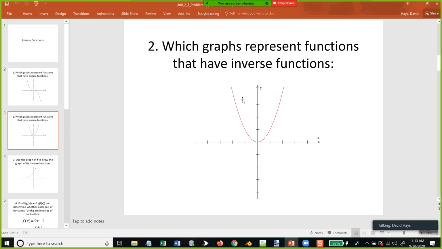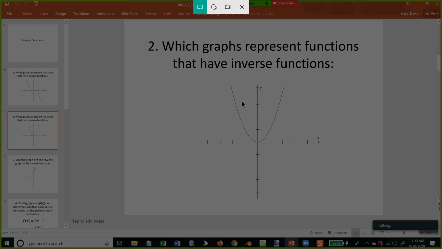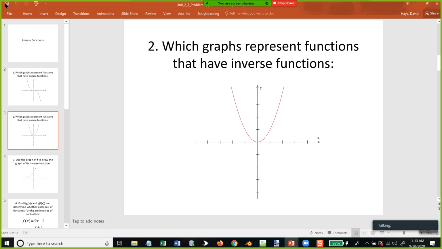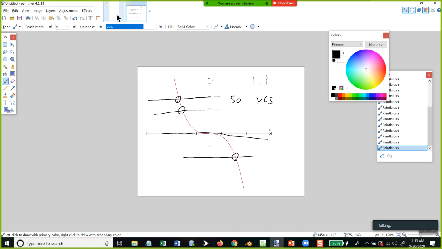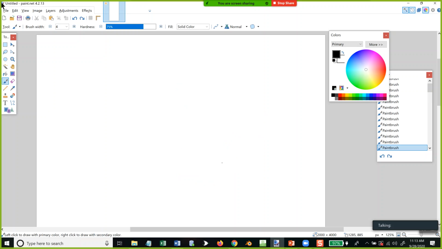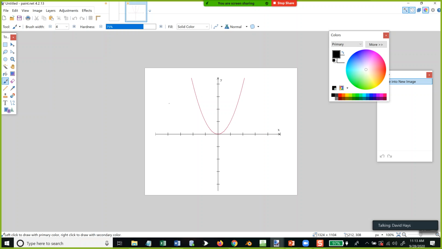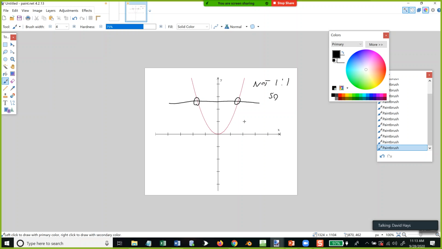Now this problem, if I try to draw a horizontal line right here, you see it intersects in 2 or more places, which means it's not 1-to-1. So that means that there's no inverse. So the answer there is no.